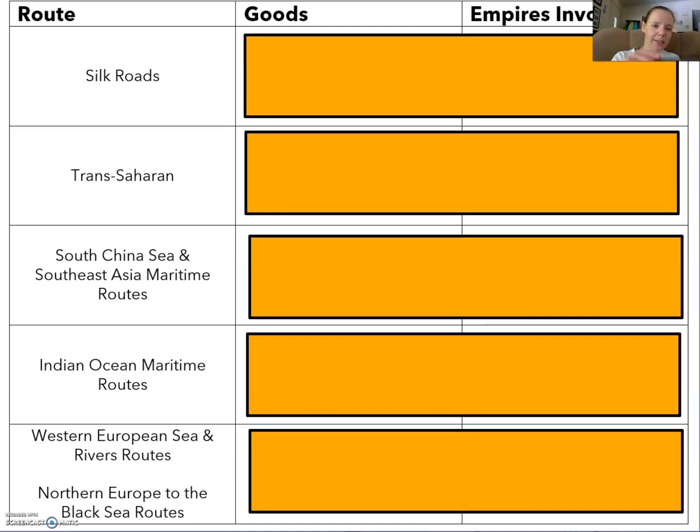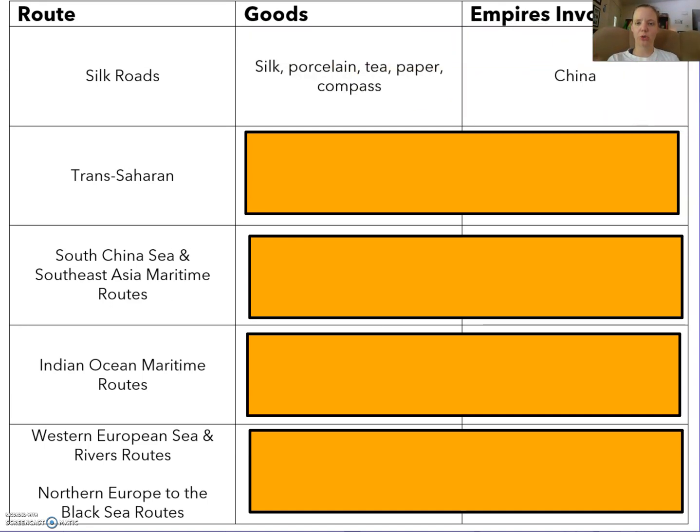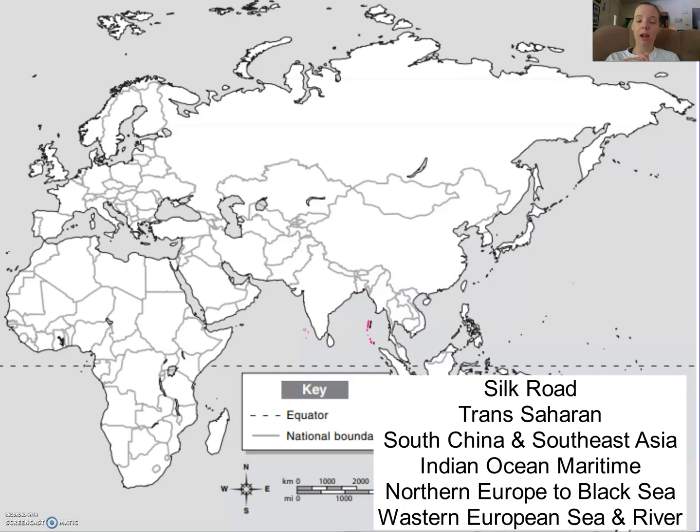The first one on our list is the Silk Roads, which you probably have heard about before, right? The Silk Roads are going to connect China to the Middle East. Chinese goods, predominantly silk, porcelain, tea, paper, and the compass. There's several other things, gunpowder. But the Chinese have a lot of high quality trade goods that are really sought after in the rest of the world, which meant that a lot of trade was moving from China to the Middle East in order to move product.